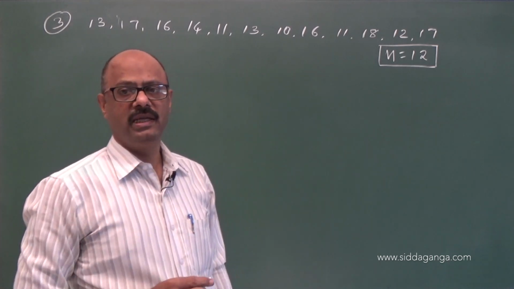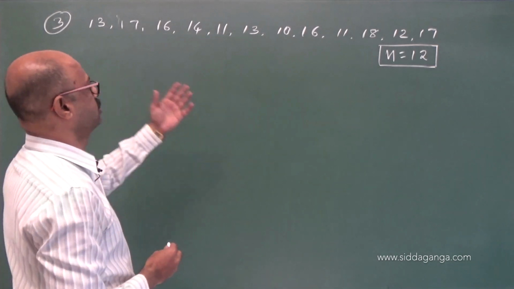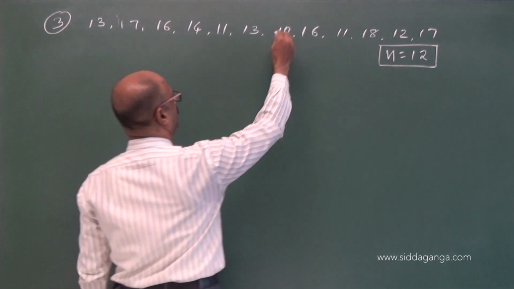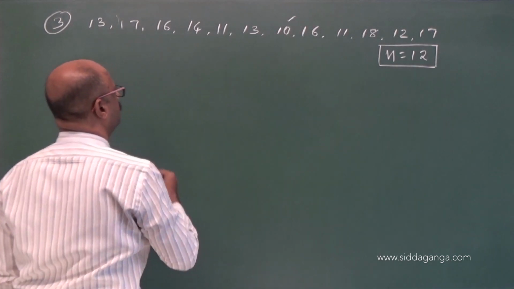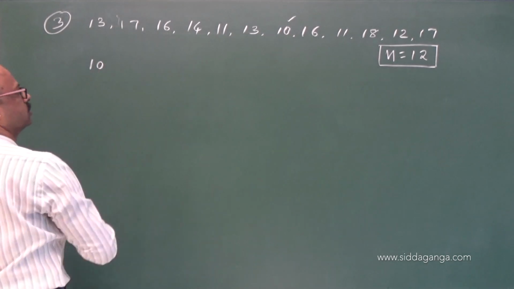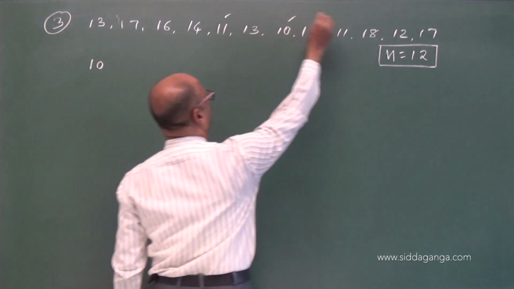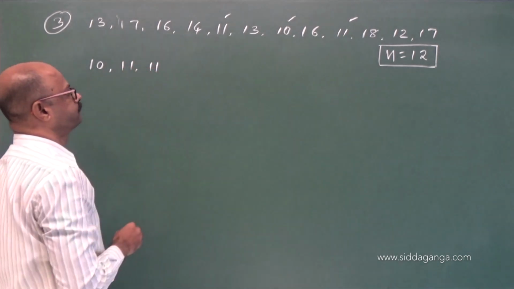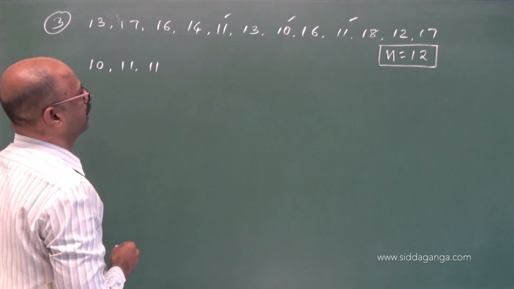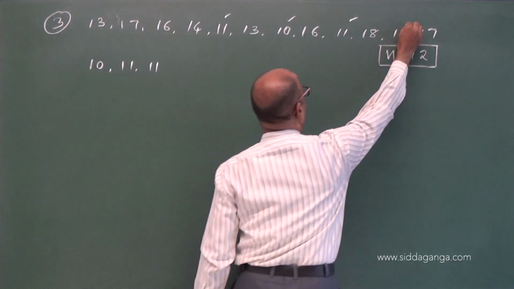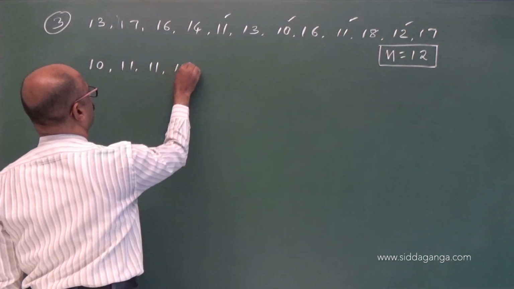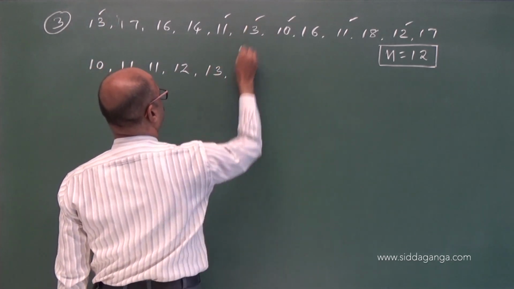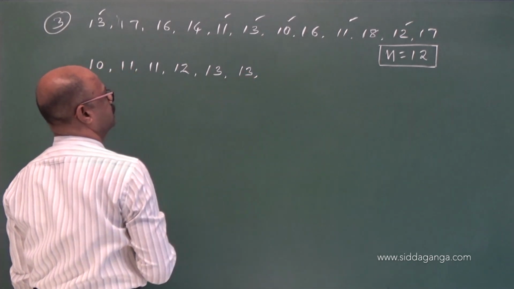After finding n is equal to 12, we will arrange it in ascending order. Look at the smallest number. The smallest number here is 10, so we write 10. Next we find 11 two times, so write 11, 11. Next is 12, so write 12. And next, 13 two times, so 13, 13.